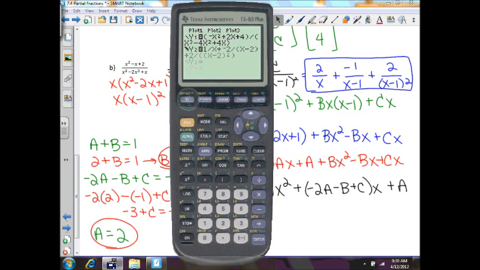Putting this into your calculator, so I have 2 divided by x plus a negative 1 divided by x minus 1 plus 2 divided by x minus 1 squared. And there you have it, same exact equation.